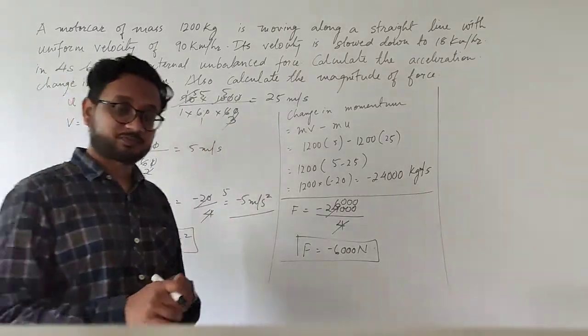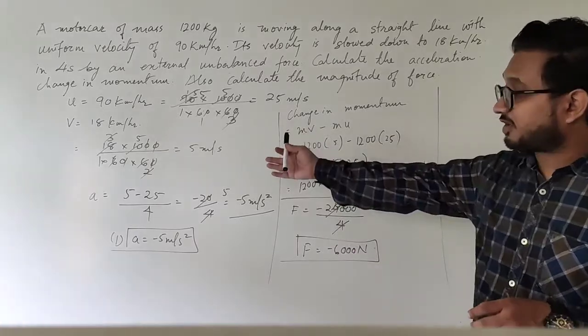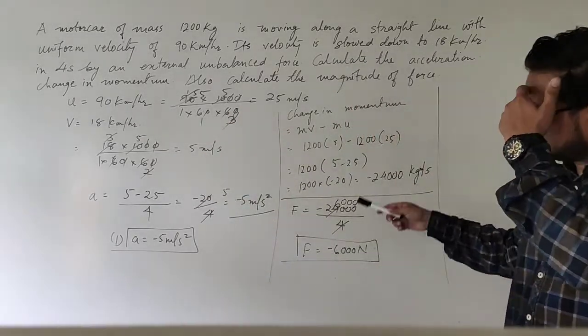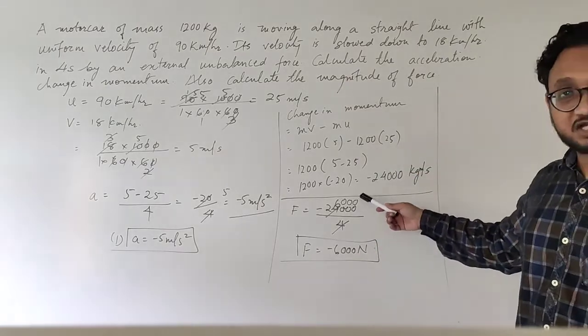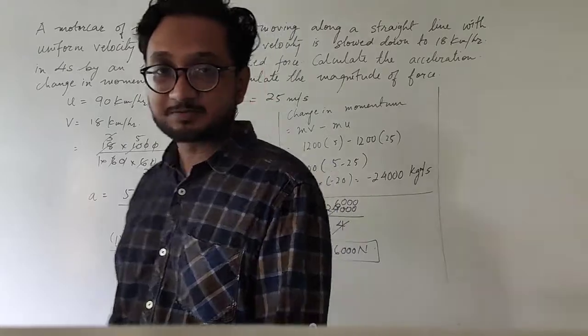Quite simple. Okay, students? First we found the acceleration by changing the velocity, then we found the change in momentum, and then change in momentum divided by the time taken. So you have your answer.